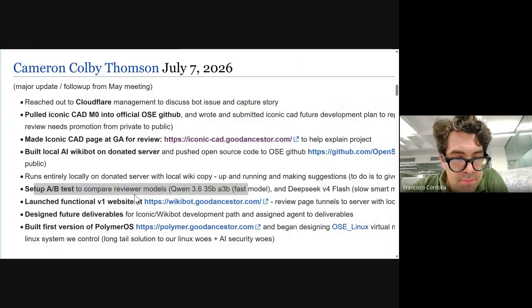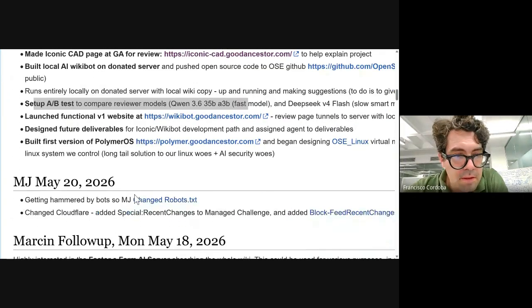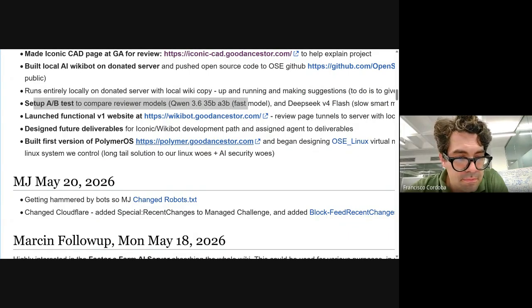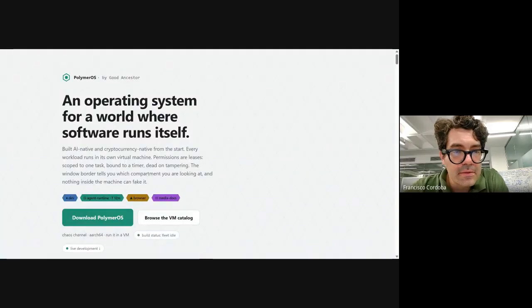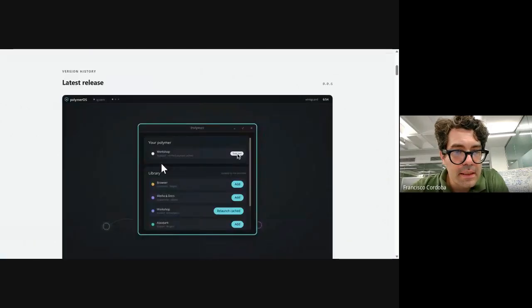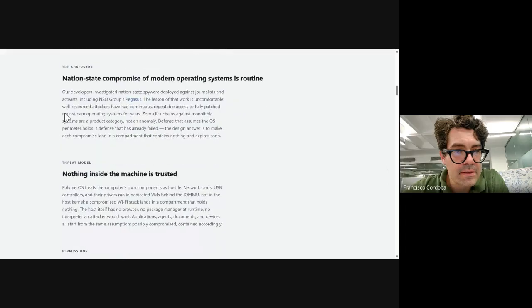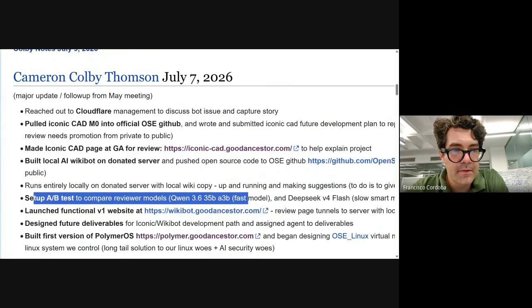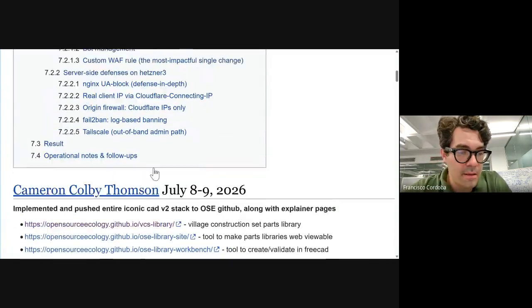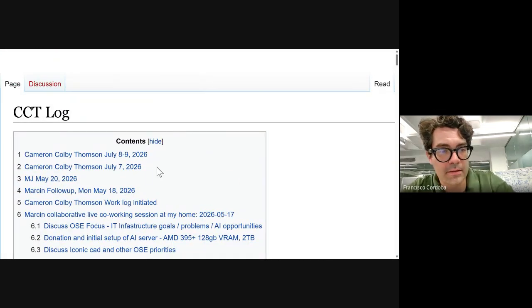So pretty good. And what is this Polymer OS? Ancestor. Let me check this. Nice. Okay, interesting experiment. It's Colby's work. Very nice, with the iconic cat. Really like it.